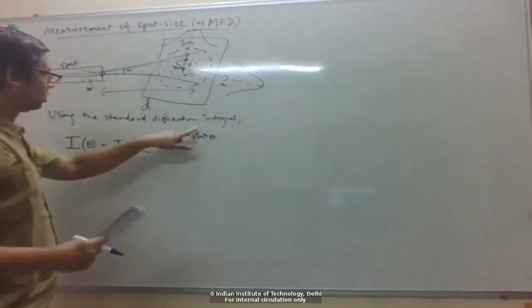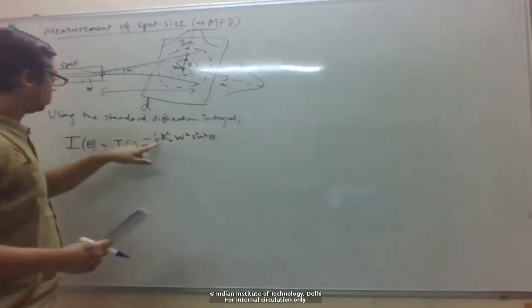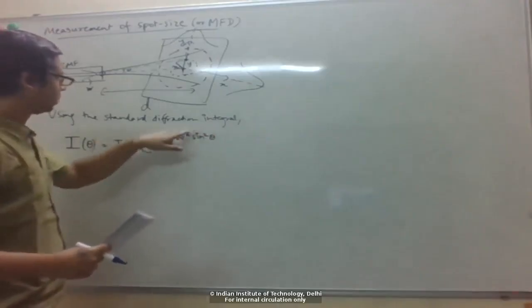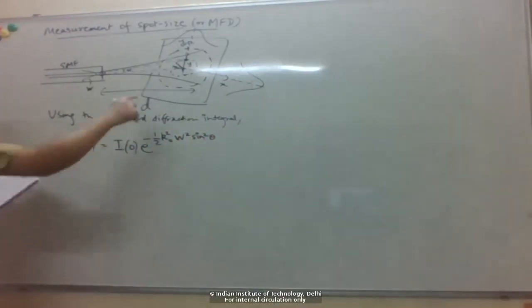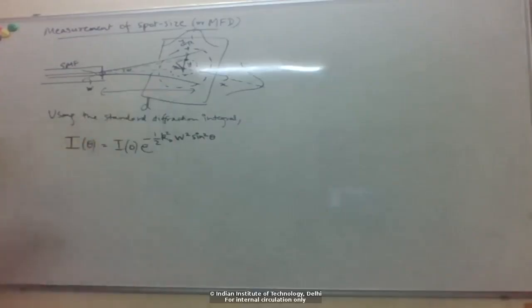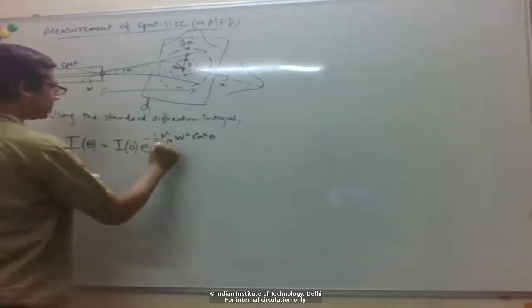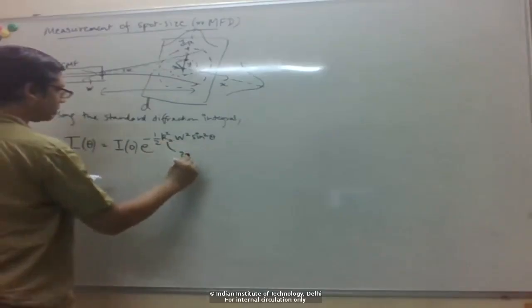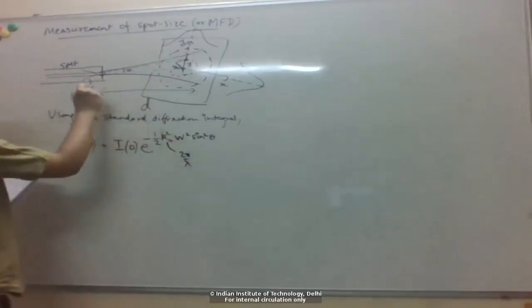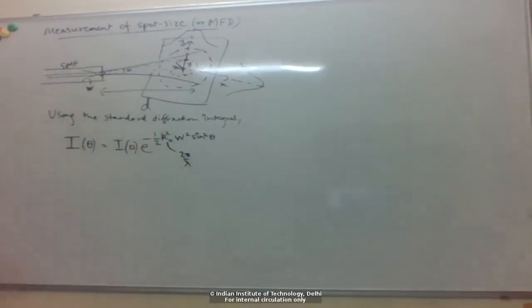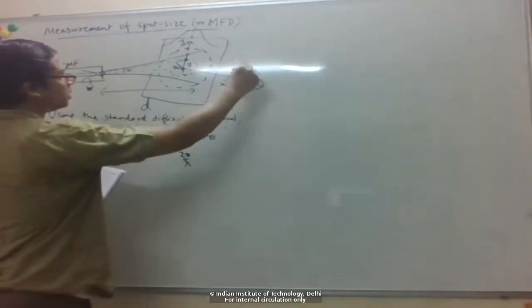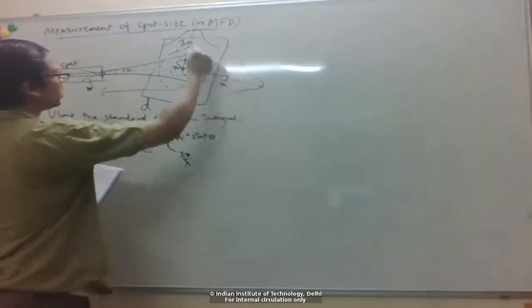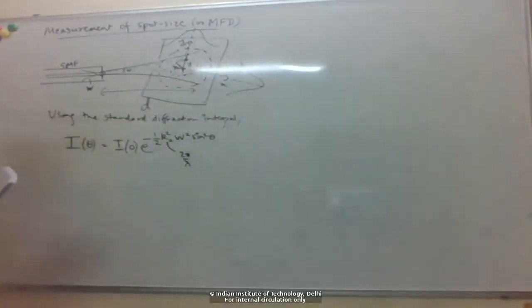So the mode profile looks sort of like a Gaussian function here, but in terms of sine theta. And again, this d is very large. Other parameters: k0 is just 2 pi by lambda, and this w is the spot size that we want to measure. So you can see from here, by measuring the width of the intensity profile in the far field, we can back calculate what w is.